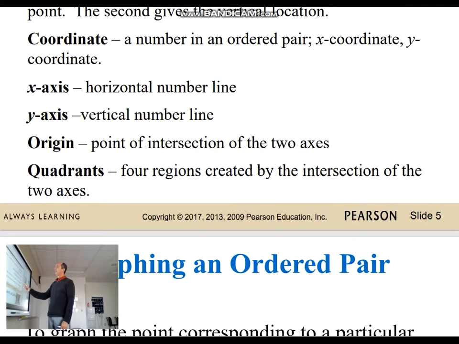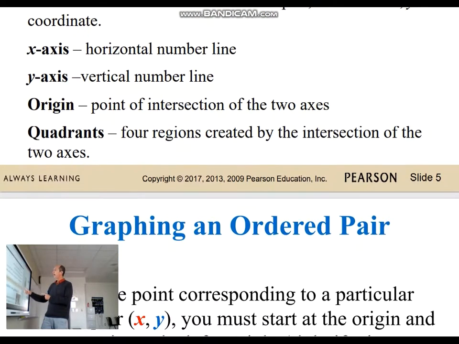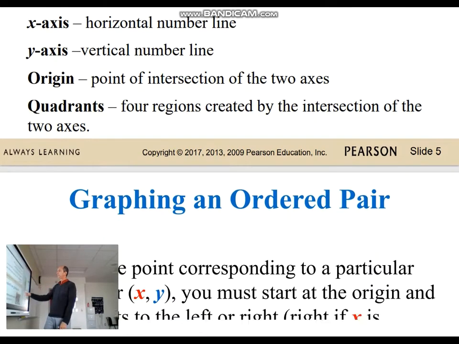Coordinates: a number in an ordered pair. The x coordinate is the first one and the y coordinate is the second one. The x-axis is the horizontal number line, the y-axis the vertical number line. The origin is the point of intersection of the x-axis and y-axis. And quadrants are the four regions created by the intersection of the two axes.